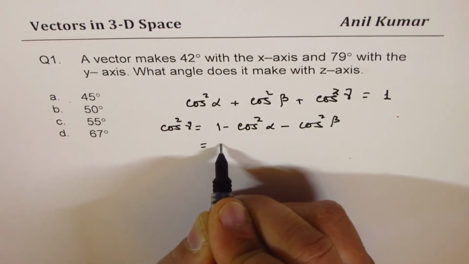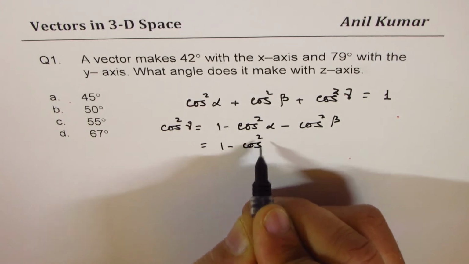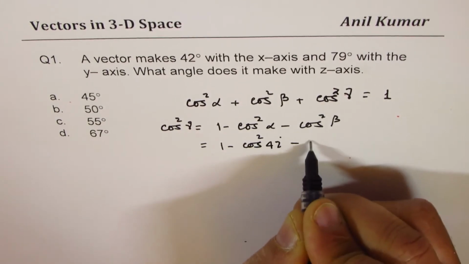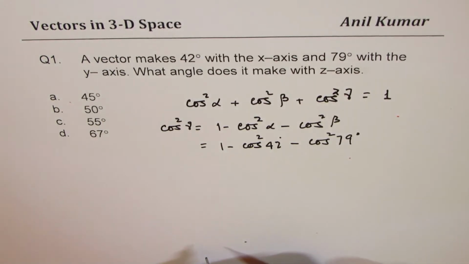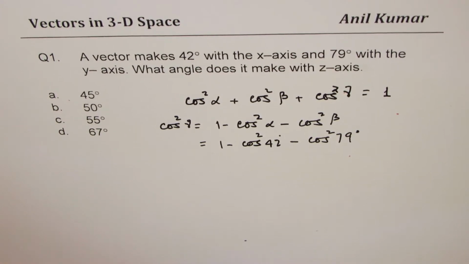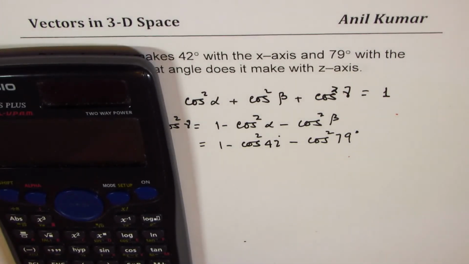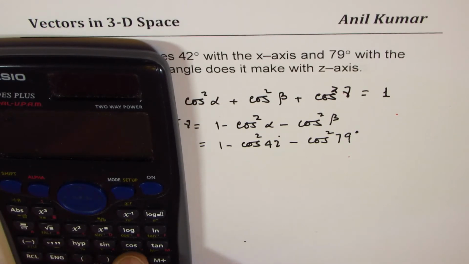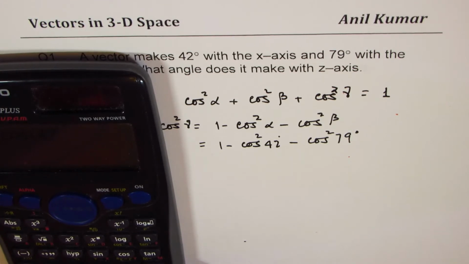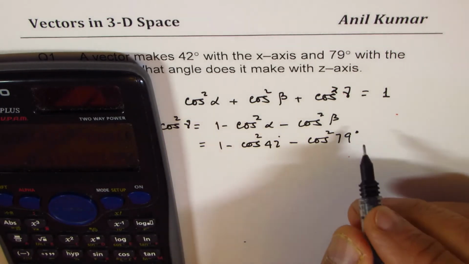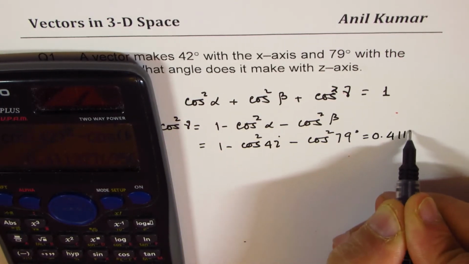Is it okay? So that gives you 1 minus cos square 42 degrees minus cos square 79 degrees. Is it okay? So we'll get the value of cos square gamma. So let's calculate this value. So it is 1 minus cos of the angle, which is 42 degrees, and we'll square this, minus cos of the angle, which is 79 degrees, and we'll square this. So what we get here is equal to 0.41132, right?